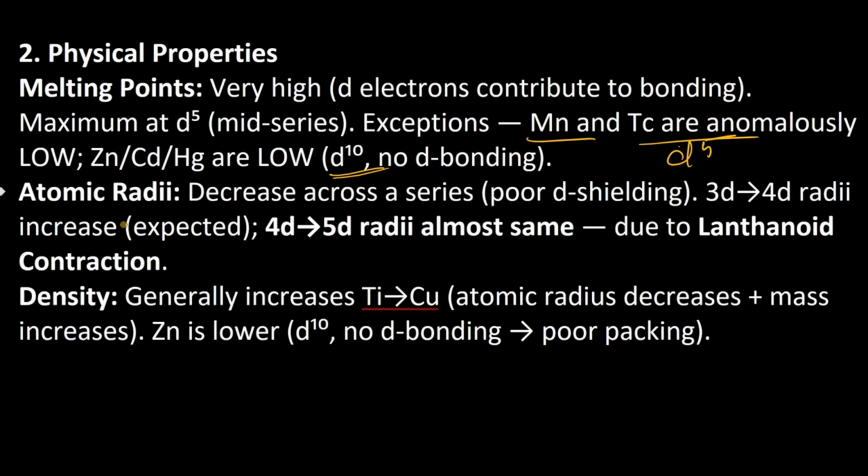Then talking about atomic radii, it decreases across the series moving left to right in the period because of the poor shielding of d orbitals. And from 3d to 4d the radii increase as the number of shells increases, but from 4d to 5d it is almost the same because of lanthanide contraction. Density is also generally increasing, but the zinc density is lower because of the completely filled orbital.